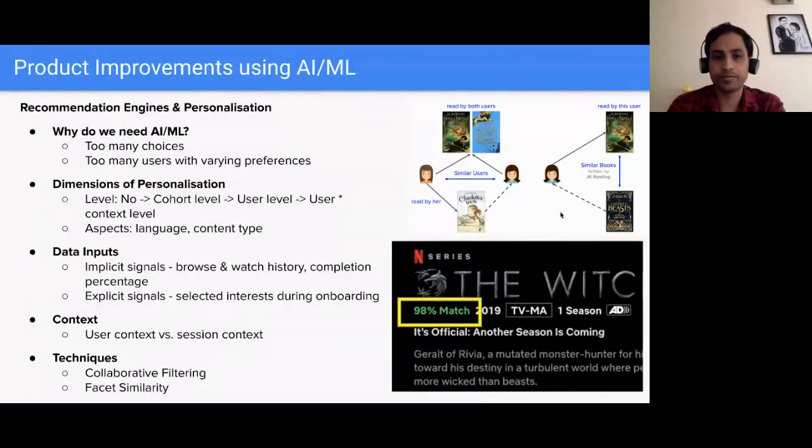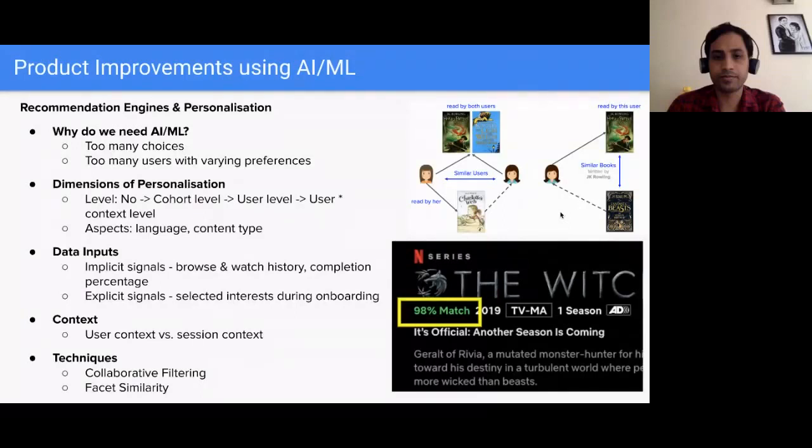The last is how recommendation engines are built. Multiple tools and techniques are used, but there are two common ones that companies across industries generally use. One is collaborative filtering, as you can see in the screenshots on the top right of your slide. What do you mean by collaborative filtering? You try to find commonalities between user behavior.